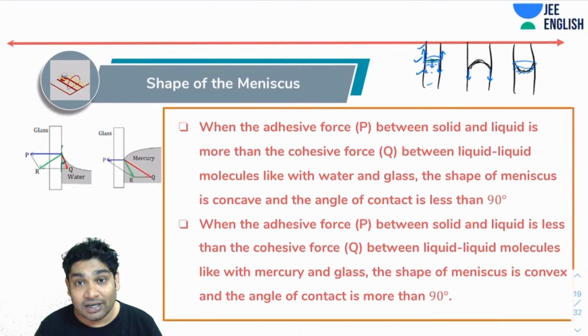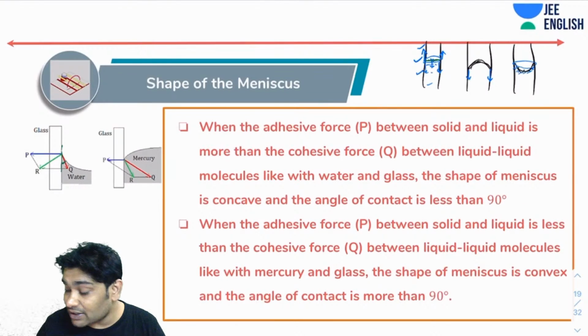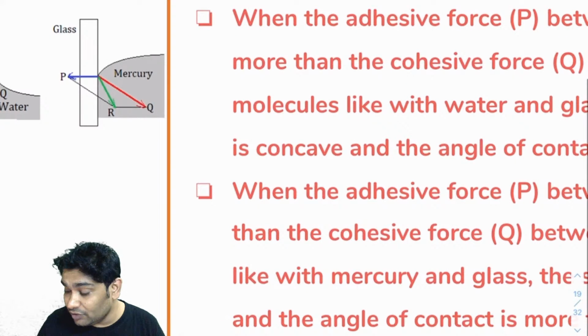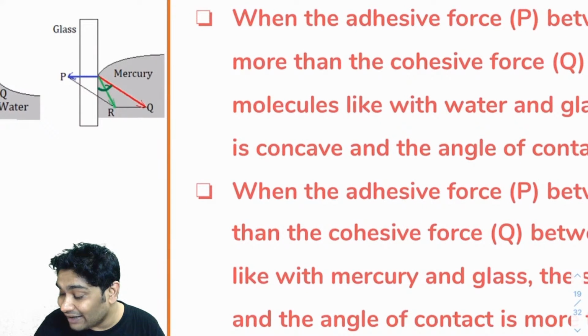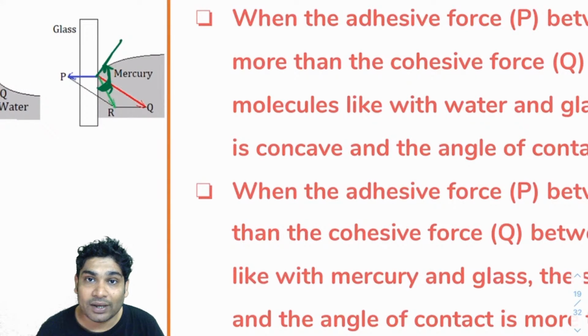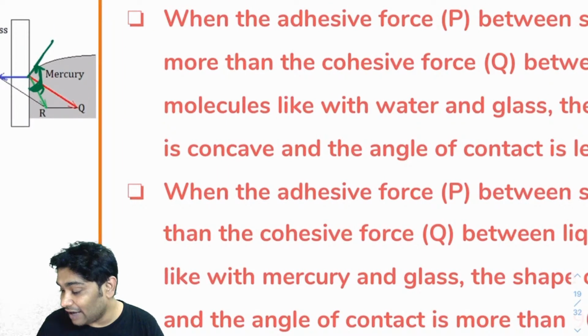Alright. Similarly, if it's the other way around, if adhesive forces are weaker and cohesive forces are stronger, then the meniscus turns upside down, it becomes convex, and here you will see this is the angle of contact, which would be greater than 90. Okay, so that is how you will draw the angle of contact.